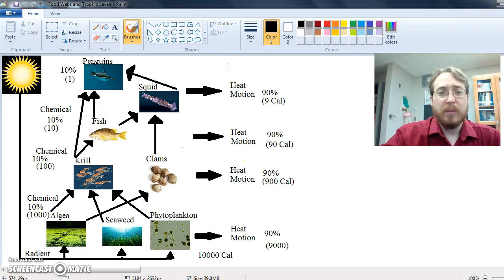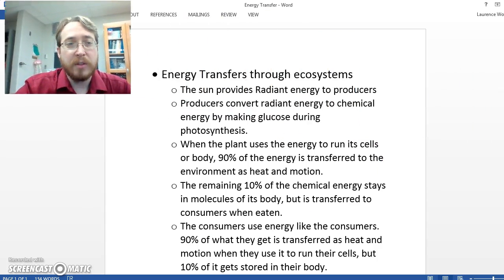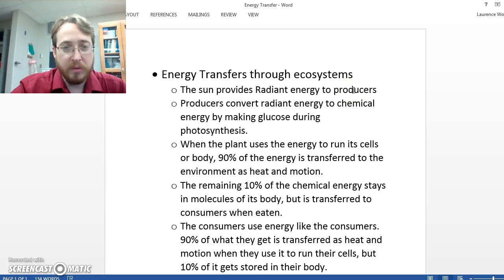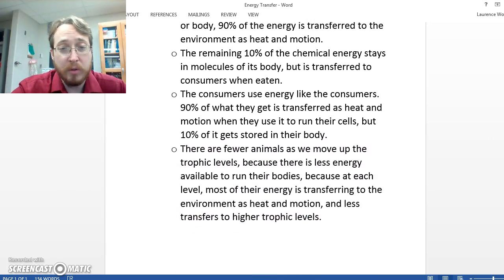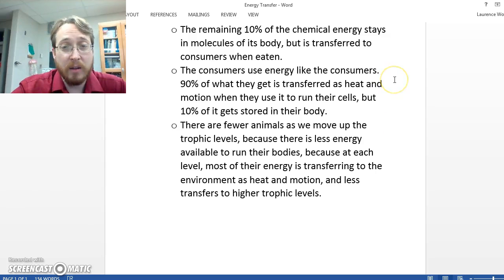So what does that mean for us? Well, let's review. The sun provides radiant energy to producers. The producers convert the radiant energy to chemical energy by making glucose during photosynthesis. When the plant uses the chemical energy to run its cells or body, 90% of the energy is transferred to the environment as heat and motion. The remaining 10% of the chemical energy stays in the molecules of its body, but it is transferred to consumers when eaten. Now, the consumers are like producers. 90% of what they get is transferred as heat and motion when they use it to run the cells of their body, but 10% gets stored in their body.